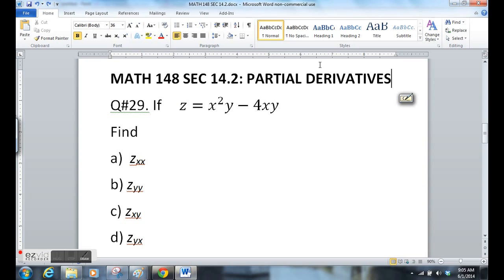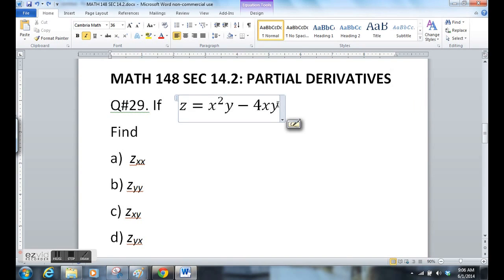Hi there, this is Math 148, section 14.2, partial derivatives, or actually in this problem we're doing partial second derivatives. So here's the question. Number 29, if z equals x squared y minus 4y, I think this is y squared. Let's see if I can do this squared. There. Find zxx, zyy, zxy, zyx.